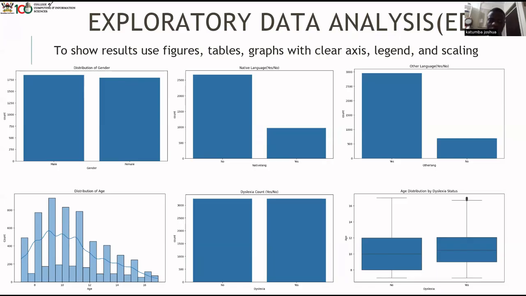Then we looked at the distribution of age via histogram, and as you can see, it ranges from about 6 years to 16, as I communicated earlier. And most of those having this issue were between 8 years and around 11 years, with 9 years being the highest bar. Then we had dyslexia count, and as you can see, this was the bar graph. Then you had box plots, which were showing the age distribution by dyslexia status.